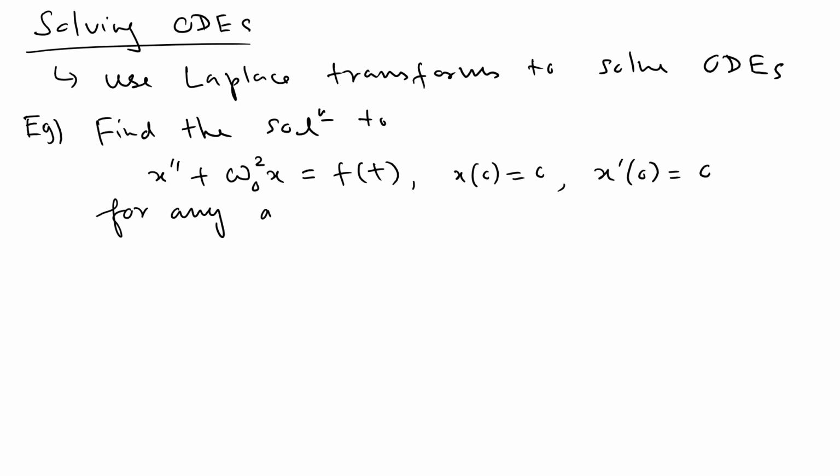For any arbitrary function f(t). So f(t) is just a given function. We don't know what the function looks like. What does the solution look like?